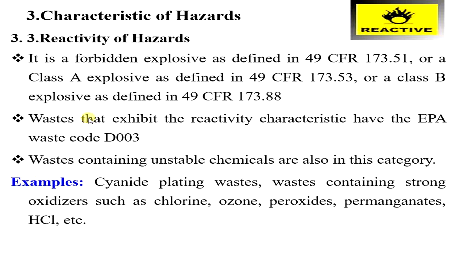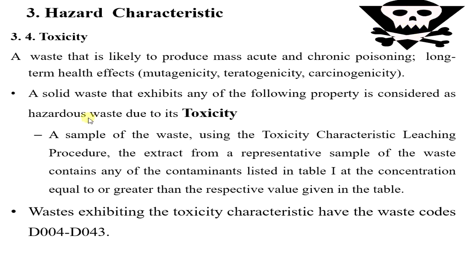Examples: cyanide bearing wastes, and waste containing strong oxidizers such as chlorine, ozone, peroxides, permanganates, hydrochloric acid. The fourth one is toxicity. A waste that is likely to produce mass acute and chronic poisoning and long-term health effects like mutagenicity, teratogenicity and carcinogenicity. A solid that exhibits any of the following properties is considered hazardous waste due to its toxicity.